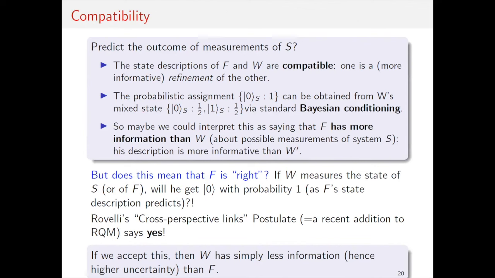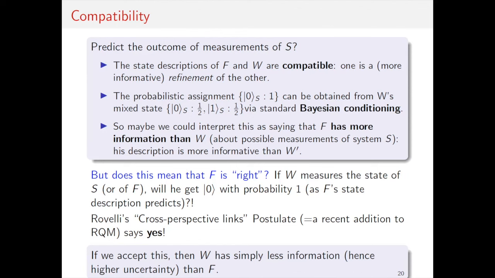Now let's go back to the problem and see in which cases the two observers' predictions could actually be compatible with each other. Maybe they're different, but they could be compatible. So let's look at what they predict about the measurement of the state S of the system. The state descriptions of F and W about S now, not about the lab, about the system S, are compatible because one is actually a refinement of the description of the other. One gets this mixed state, half-half 0 versus 1, and the other gets probability 1 to the state 0 that he saw.